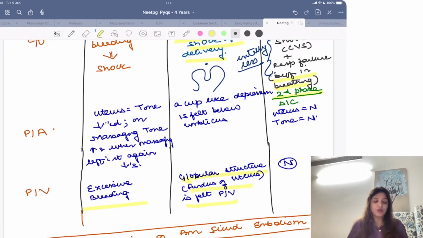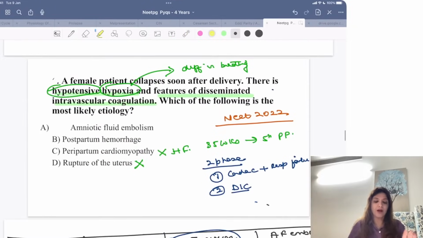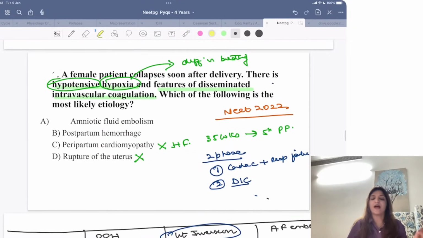Yes. So this is over here. Now, because they have clearly mentioned hypotensive hypoxia and features of DIC, I am going to choose the answer as amniotic fluid embolism. Clear?